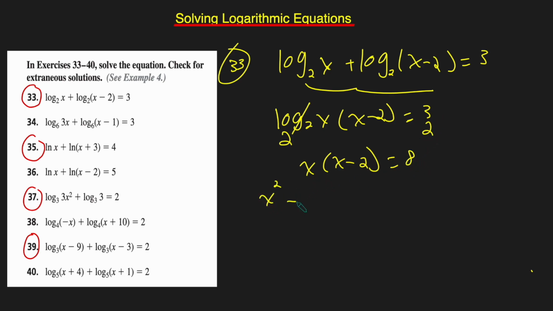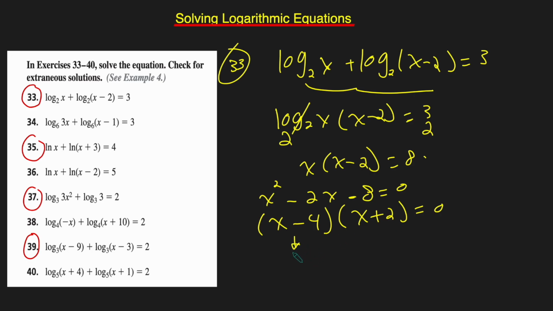Open this up. I'm going to have x squared minus 2x. I'm going to bring my 8 inside. It's going to be negative 8 equal to 0. And now I can factor this. This will be x minus 4 and x plus 2 equal to 0. I will use the zero product property, and this will give me x equal to 4, and this one will give me x equal to negative 2.